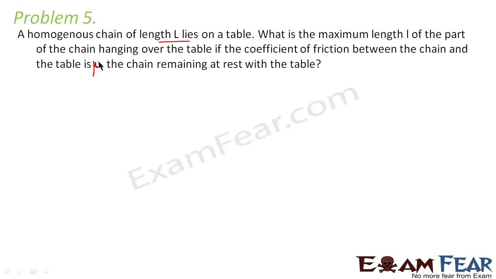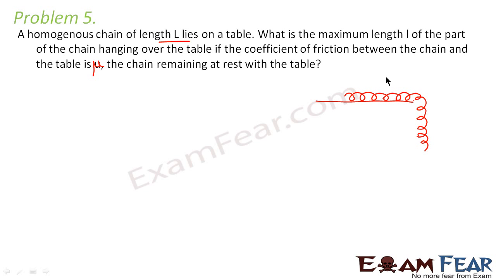This is basically mu, the chain remaining at rest with the table. First of all, you try to visualize the situation. It says that you have a chain such that some part of it lies on the table and the rest of it is hanging down the table. Let us suppose this is the table and the chain is lying over it somewhat like this, and the remaining part of the chain is hanging down the table. Let us suppose this is the situation.